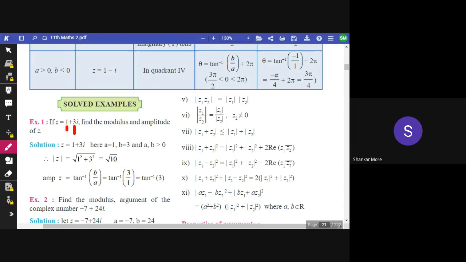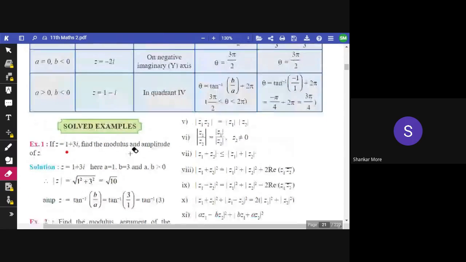tan inverse of b by a. So put b as 3 and a as 1. So tan inverse of 3 is the argument or amplitude. Okay, argument and amplitude are one and the same.